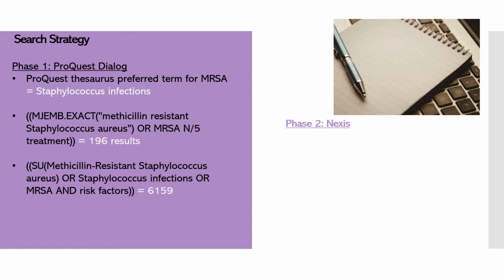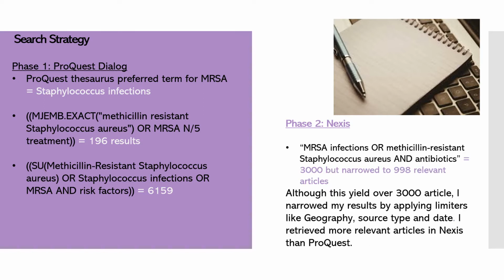My second search phase was in Nexus. I incorporated the MeSH ProQuest preferred term for MRSA in my searches and it proved successful. My search yielded over 3,000 results, but was narrowed down to 998 relevant articles. From there, I applied limiters to further narrow down my results. I successfully located several articles that I believe would answer my client's information needs.